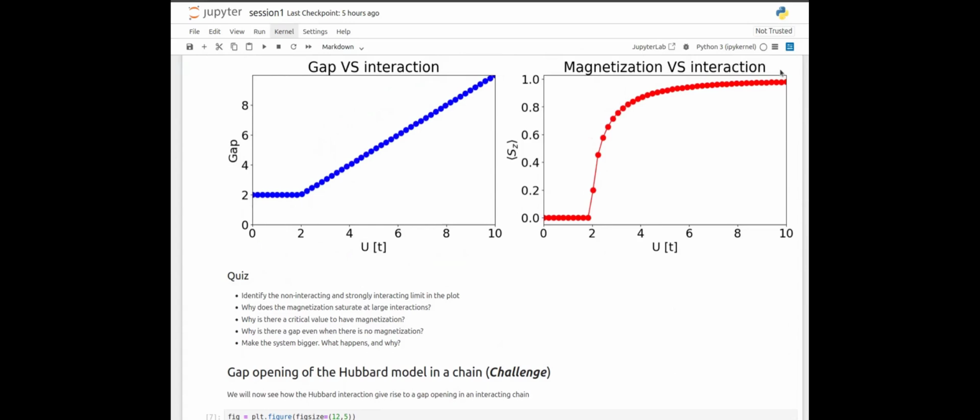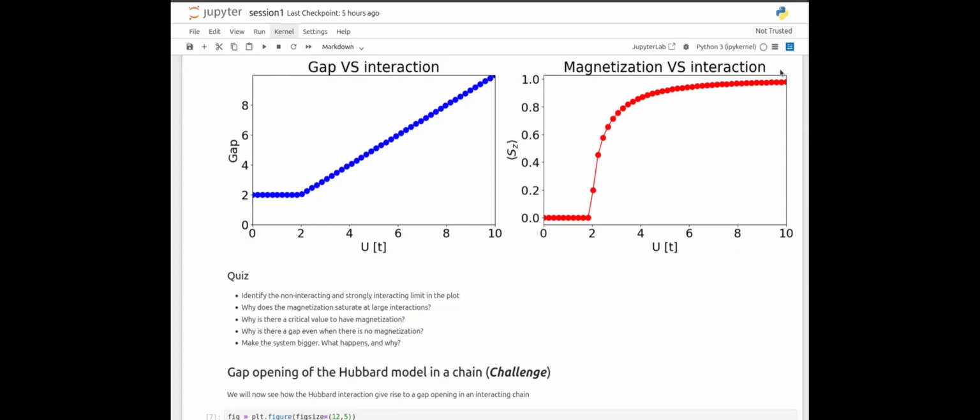Then why is there a critical value to have a magnetization? Well, the reason for that is because the interaction needs to overcome the bonding and anti-bonding hopping. So as long as the interaction is weaker than the bonding and anti-bonding hopping, our gap is going to be just a single particle bonding and anti-bonding gap. And then when the interaction is large enough, we get our correlated gap.